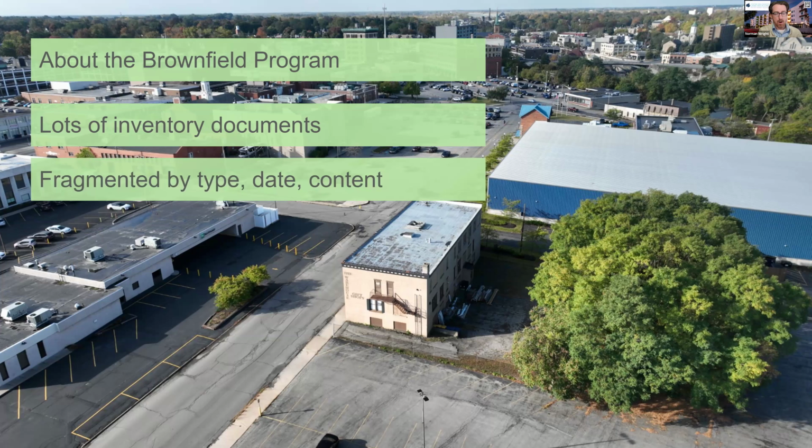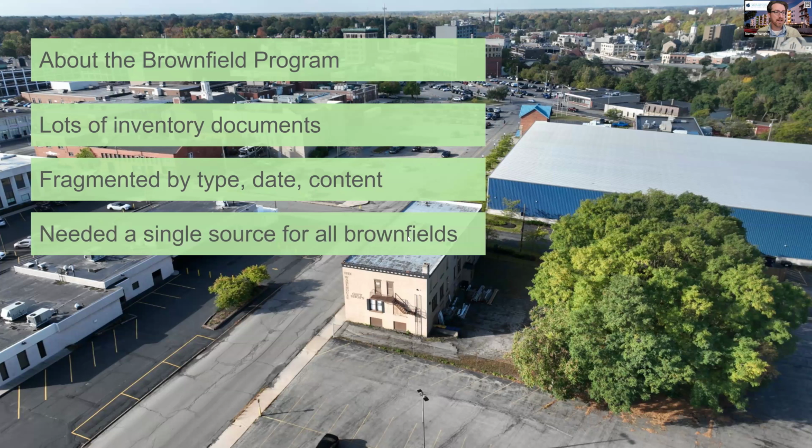So all those inventory documents that currently exist, they can be fragmented. There can be different types of documents, different types of dates in which information was collected. There can be different information itself. The very content can be a little bit different. So with that in mind, what Niagara County really needed at this stage in their evolution as a program is a single source, a single resource for all of their inventory information for all of their brownfields. They had a significant amount of it within a GIS system, but not all. And so they really needed that single source.